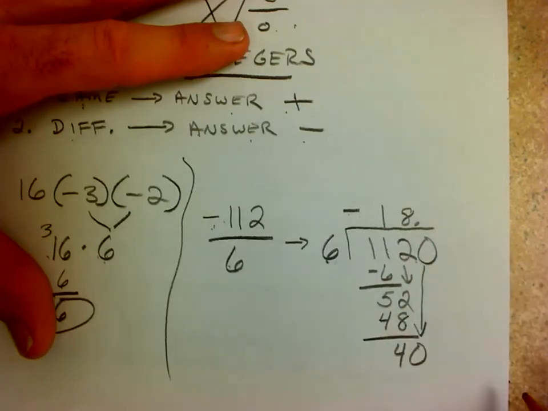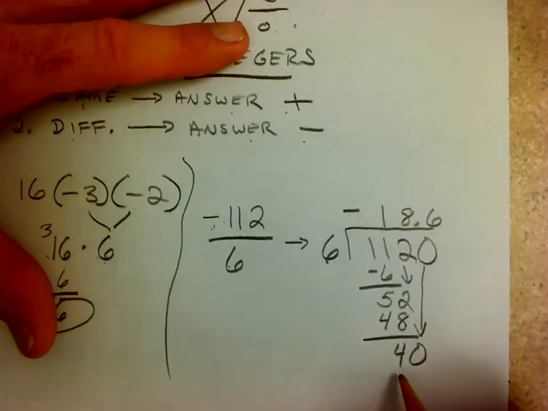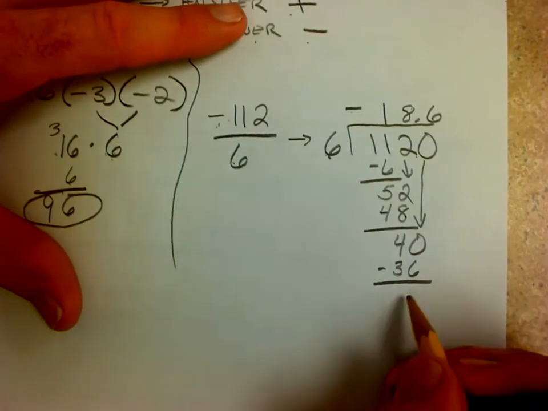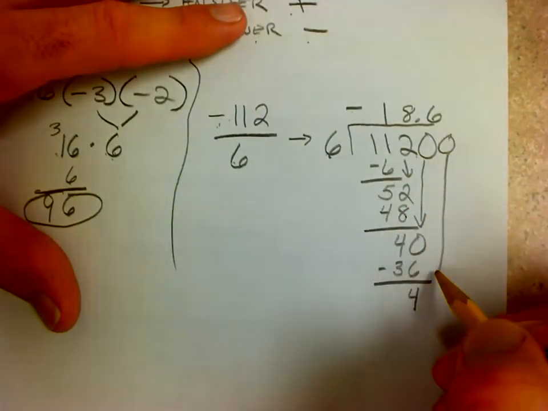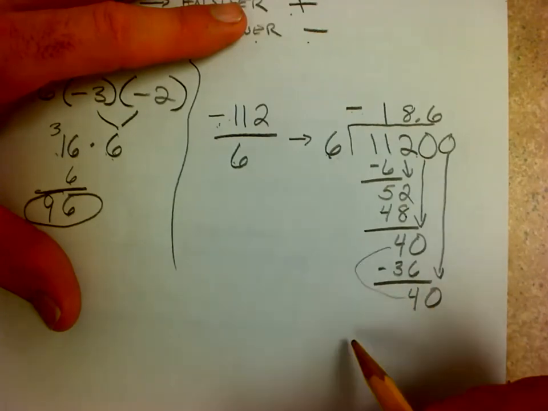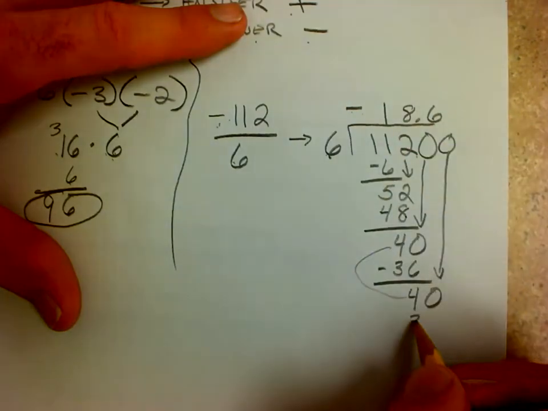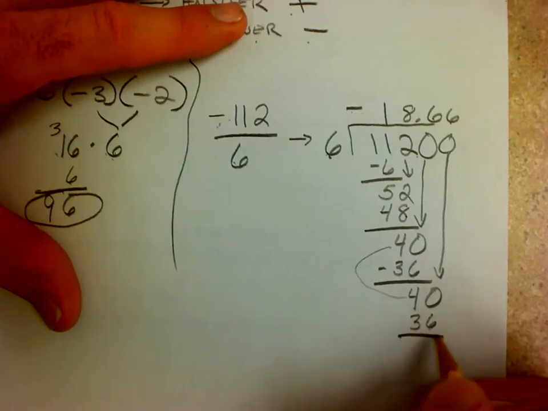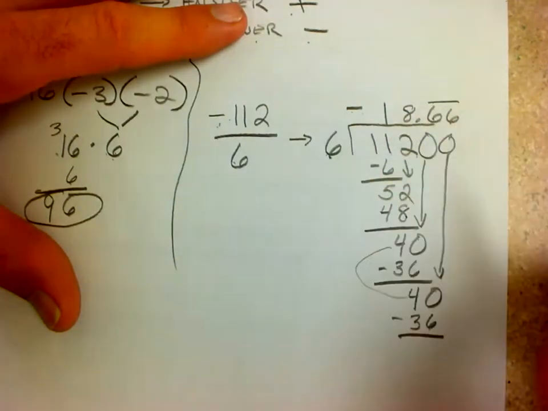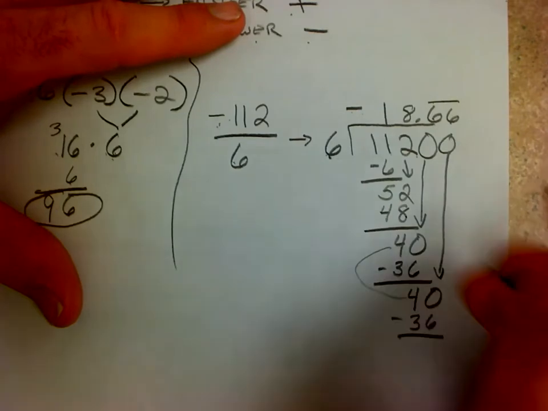Bring down our 0. 6 will go into 40 6 times. 6 times 6, 36. Remainder of 4. Bring down another 0. Right off the bat, we may notice we're starting to repeat, so we would end up with another 6 up here. We can stop there and put a bar over our 6's. So we get negative 18.6 repeating.